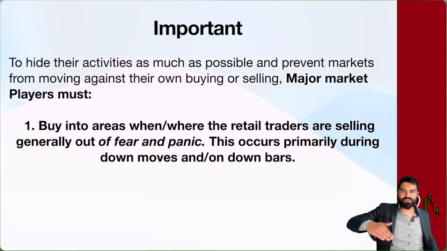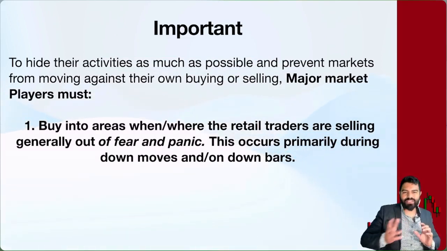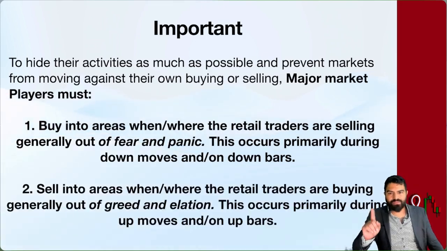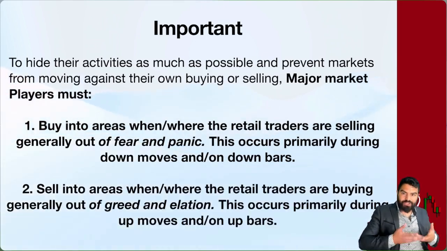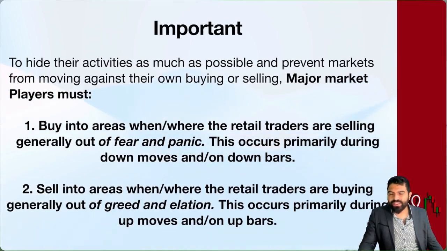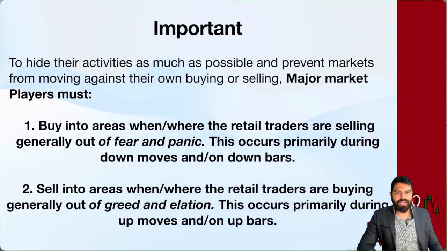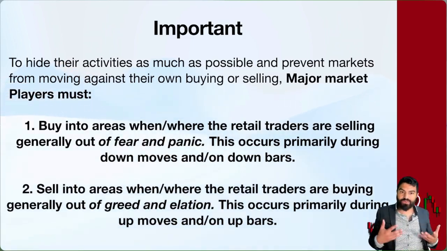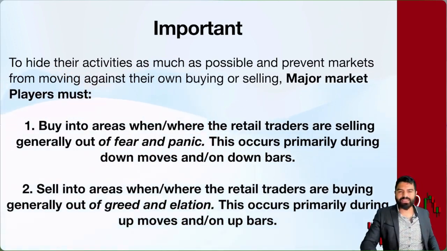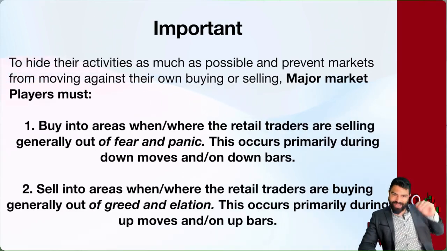As price is moving down, if they're going to buy it, they have to buy into that fear and panic. They also must sell, or begin to distribute, into areas where the retail traders are buying. This is generally at the tops of markets, and they're buying generally out of greed and elation. This occurs primarily during up moves and up bars. As price is going up, there's a sense of greed, and elation, that feeling of contentment and excitement that occurs at that area. They're very much the same, but a little bit different.